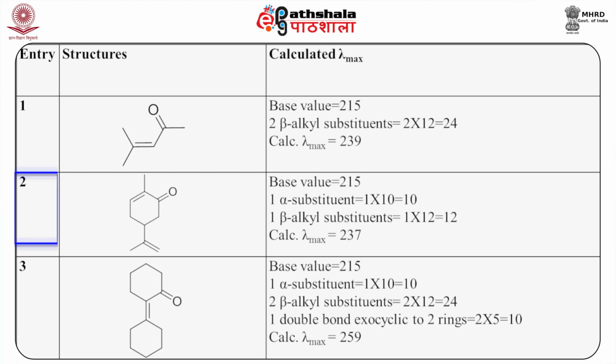Now, coming on to entry number 3, the base value will again be 215 nanometers. I would like to bring to your notice that the double bond next to the carbonyl group is exocyclic to both the rings. Thus, a contribution of 10 nanometers. One alpha substituent with a contribution of 10 nanometers and 2 beta alkyl substituents, as you can see in the diagram, will have a contribution of 24 nanometers. Adding them up, you will get a lambda max value of 259 nanometers.